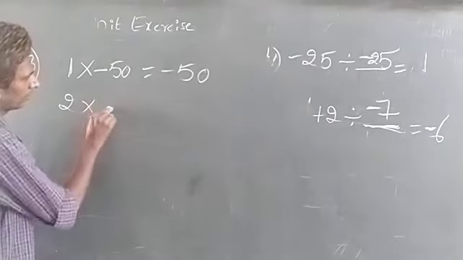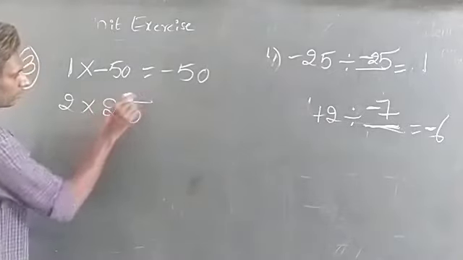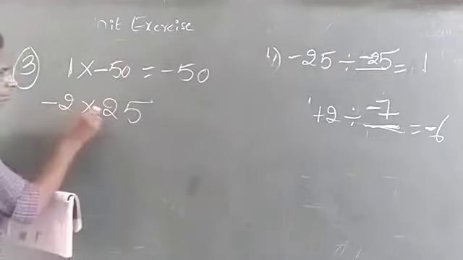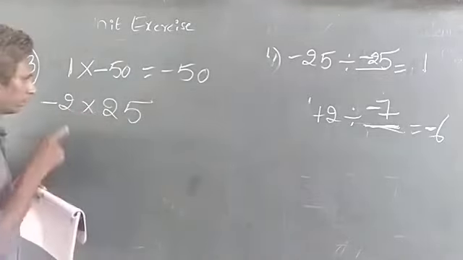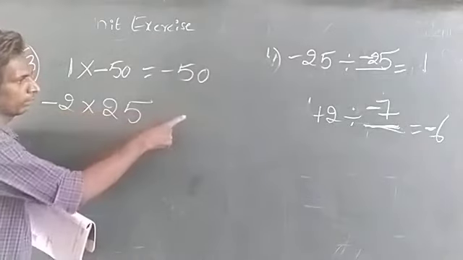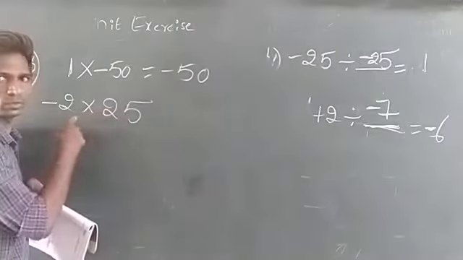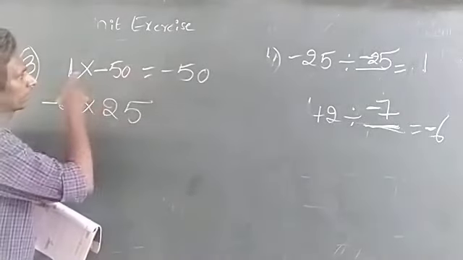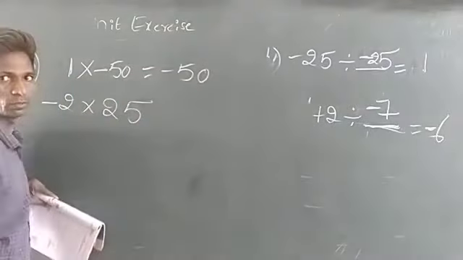Next 2 into, 50 divided by 2 means 25. 2 25s. So in one of them you want to put the minus, because minus into plus is minus. 25 2s are 50 will come. So here also the same, plus into minus is minus. 1 into 50 means 50 only will come.